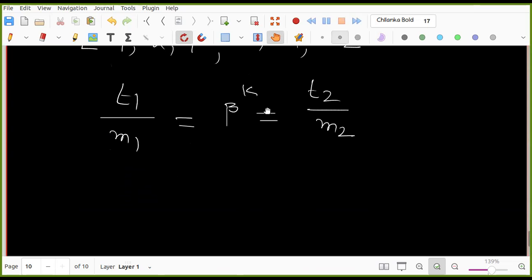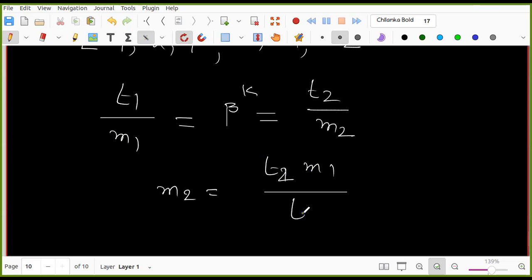Now what is the need for beta power k for me? I want to find M2. Can you tell me what is the M2 value? I do not need beta power minus k. M2 is equal to T2 M1 by T1. That is, M2 into T1 equals M1 into T2. See, Eve knows M1, Eve knows T2, Eve knows T1. So she knows M2 also. That is my point. Is it okay?